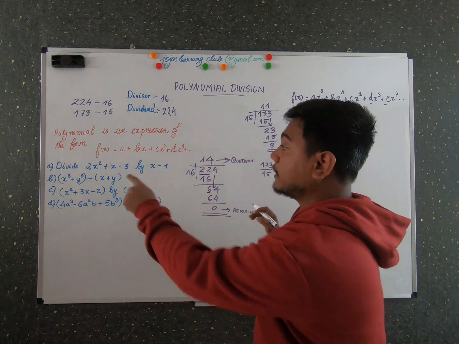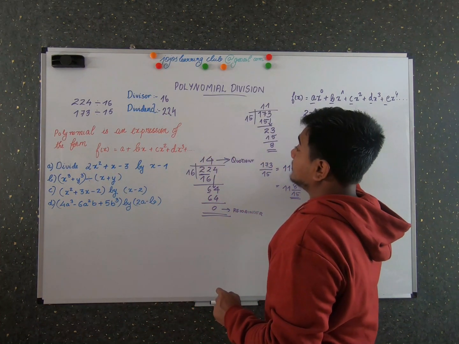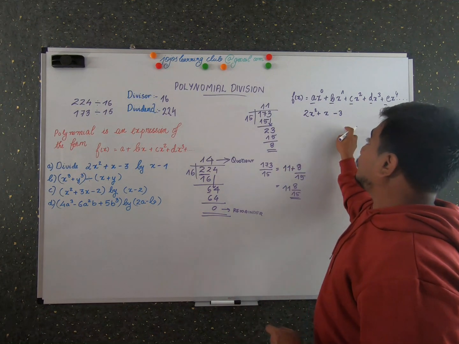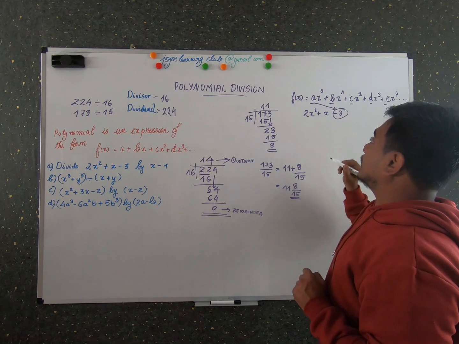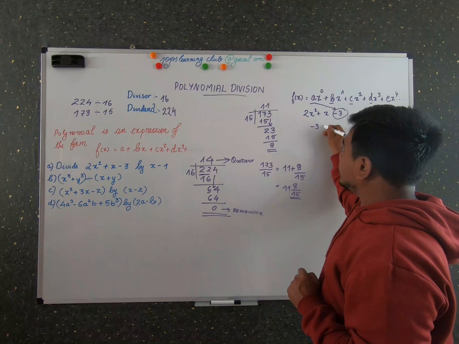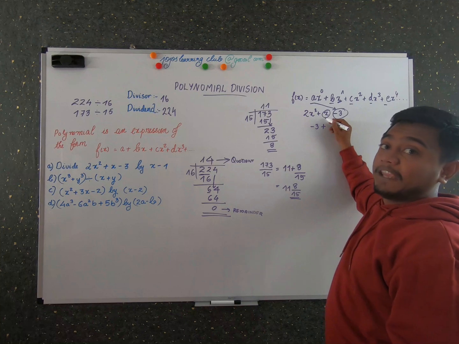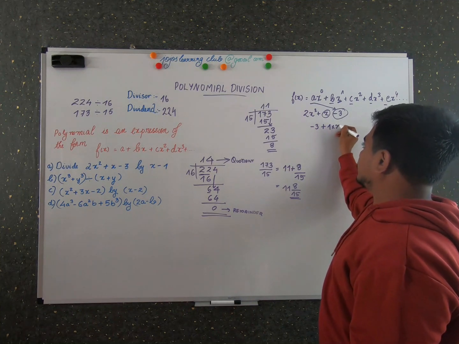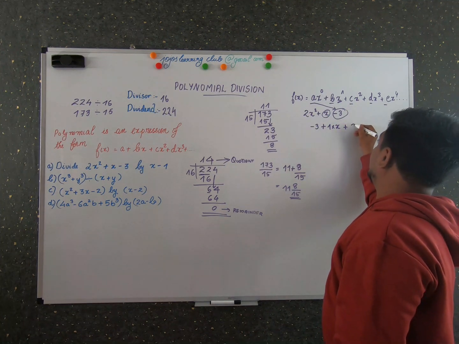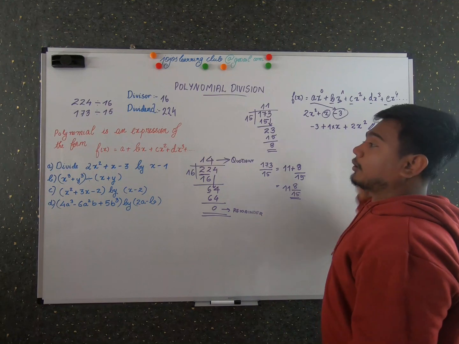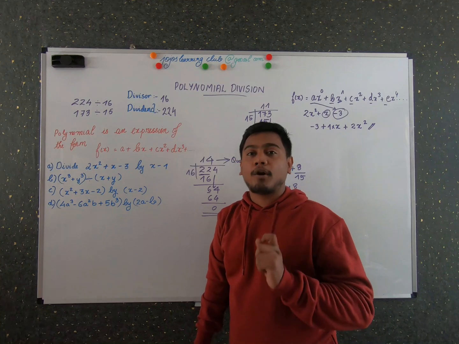For example, in this equation, 2x square plus x minus 3, how can you write it in terms of a polynomial? This is the a value, right? So you can write it as minus 3 plus the x term. The x term is with b, right? So what is the value of b over here? The value of b is 1, into x. Next one is 2x square, so the value here is 2 into x square. So this is a polynomial expression. And now let's understand how to do division using polynomial expressions.